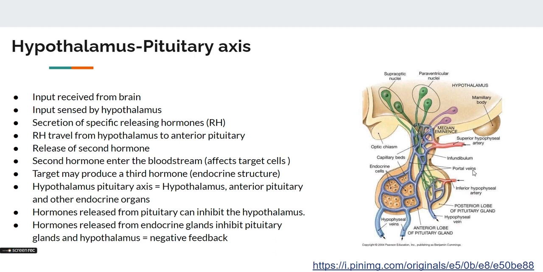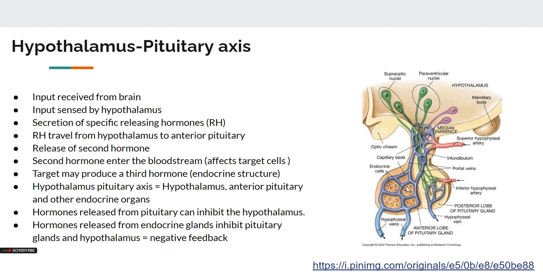The cells of the hypothalamus will receive inputs, either from other parts of the brain, or they can sense themselves the physiological conditions, like osmolarity of the spinal fluid. Once they get this input, and based on the input they receive, the glandular cells within the hypothalamus will then secrete specific hormones called releasing hormones. These releasing hormones will travel through capillary beds to the anterior pituitary gland.